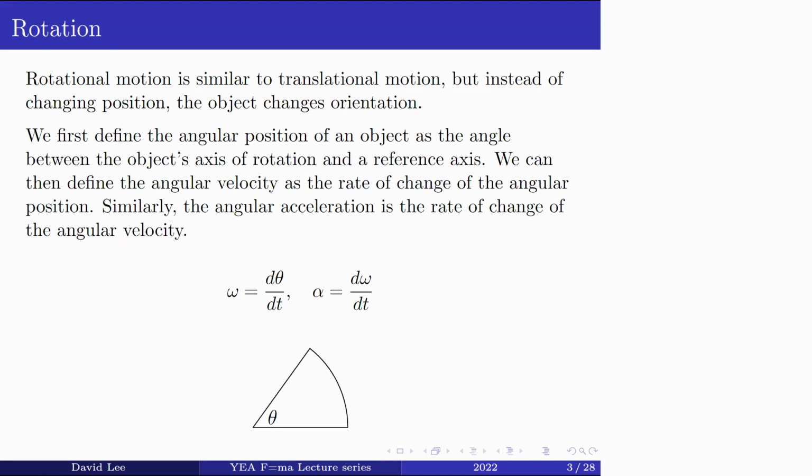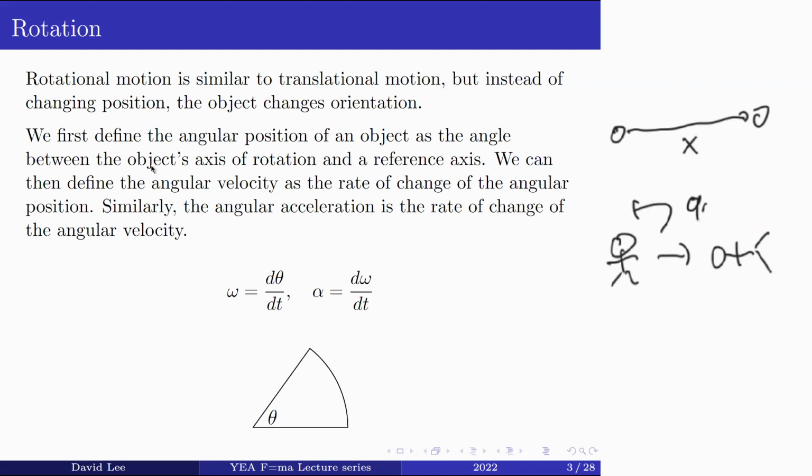Before we talk about angular momentum and torque, we have to first talk about rotation. Rotational motion is similar to translational motion, but instead of changing your position coordinate, you're changing an angular coordinate. In translational motion, you might go from point A to point B. This is a distance of X. In rotational motion, instead of moving, you rotate. So this would be, say, a rotation of 90 degrees.